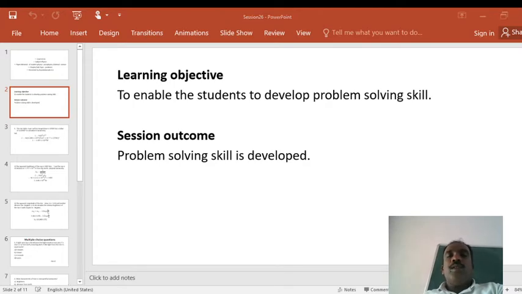Learning objectives: to enable the students to develop problem solving skills. Session outcome: problem solving skill is developed for the students.